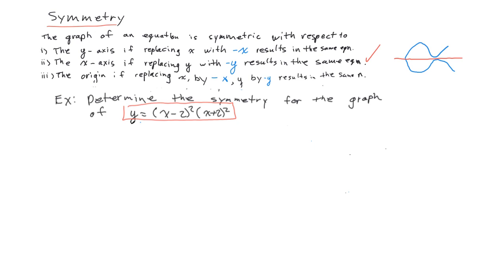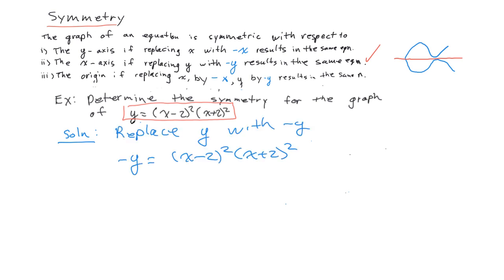So now we're checking to see if it's symmetrical with respect to the x-axis. The solution starts by replacing y with negative y. So that means we get negative y is equal to (x minus 2) squared times (x plus 2) squared. When we get rid of the negative on the left side, we end up with the following: y is equal to negative of (x minus 2) all squared times (x plus 2) all squared.